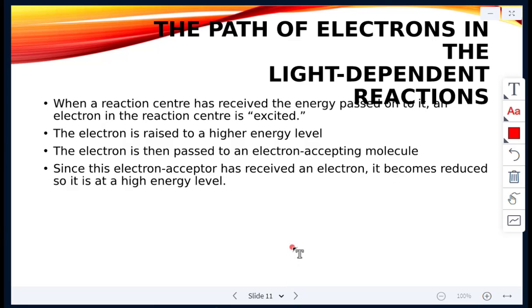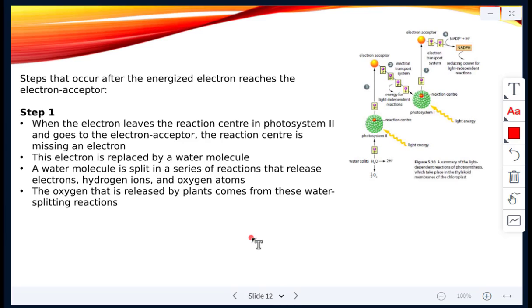Then, when a reaction center has received the energy passed on to it, an electron in the reaction center gets excited. This electron is raised to a higher energy level, and the electron is then passed to an electron-accepting molecule. Since this electron acceptor has received an electron, it becomes reduced, so it is at a high energy level. All right, so we're going to take a look at what happens after the energized electron reaches the electron acceptor.